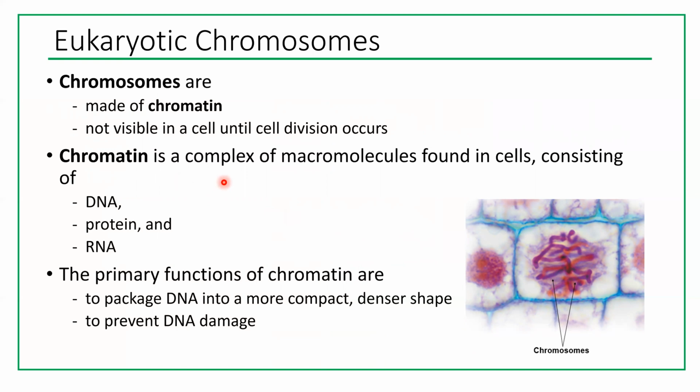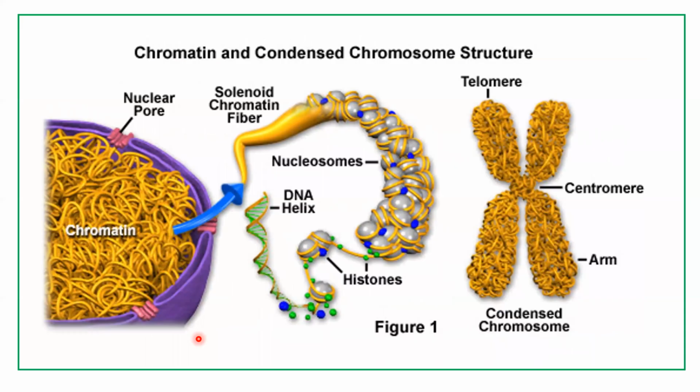Chromatin is a complex of macromolecules found in cells consisting of DNA, proteins, and RNA. The proteins have a special name, they're named histones. The primary function of chromatin is to package DNA into a more compact, denser shape to prevent DNA damage.